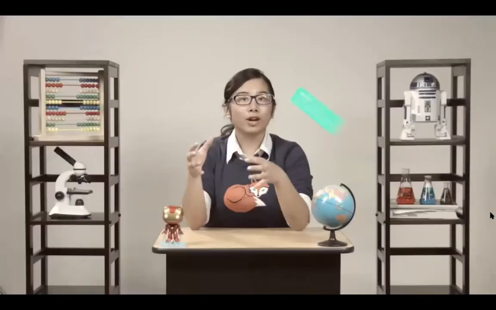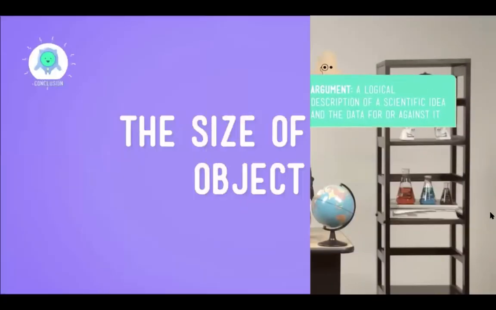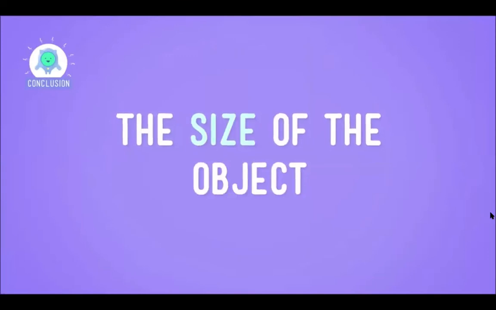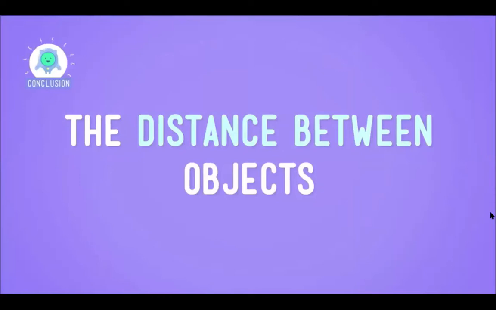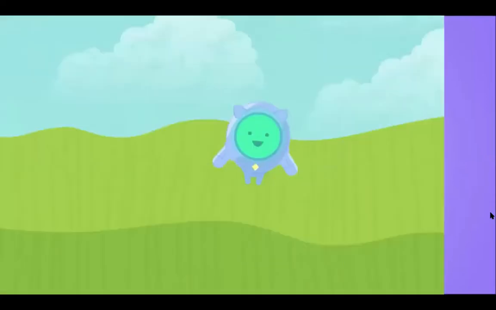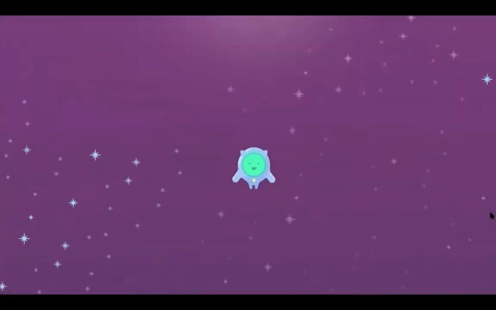So we can make the argument that two things affect the pull of gravity. First, the size of the object. Objects with a bigger mass have a stronger pull of gravity. And second, the distance between objects. The farther apart objects are, the weaker the pull of gravity between them. And the closer together they are, the stronger the pull of gravity.